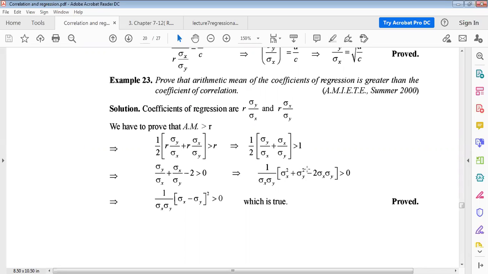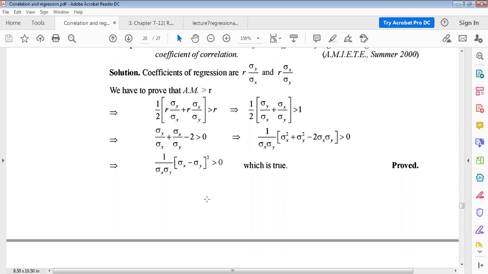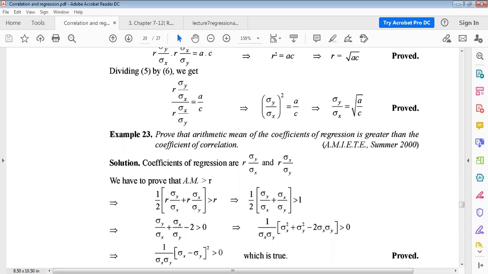How we get this actually, by taking the LCM, least common multiple, we get this inequality, and this is actually the a minus b whole square formula, which is true. That means for this difference, positive or negative, anyone may be, this square will always be positive, so it is true, this theorem is true. The arithmetic mean is greater than the coefficient of correlation.